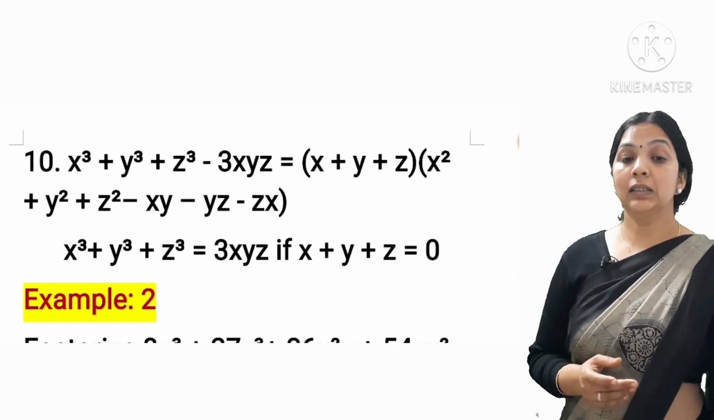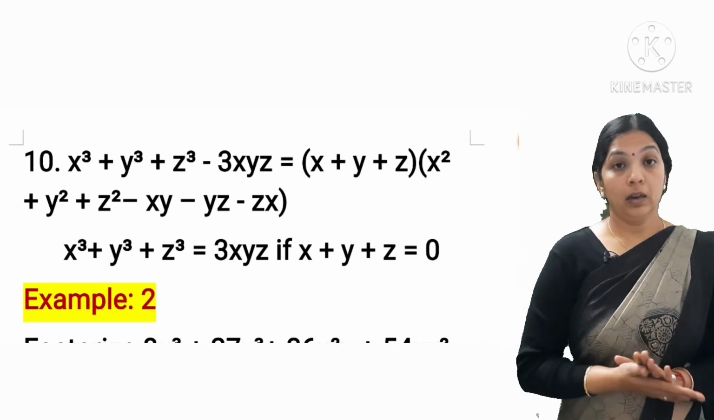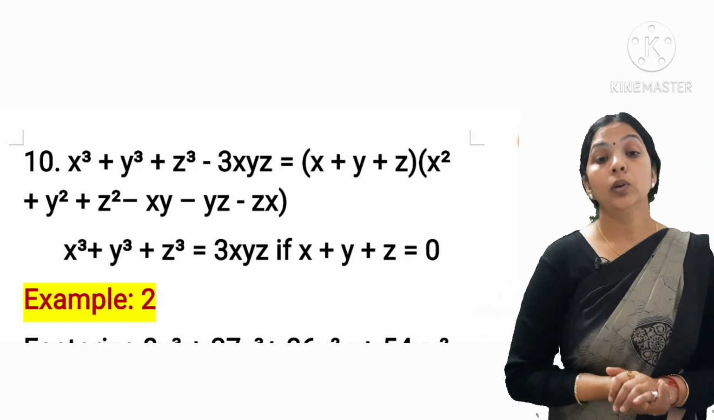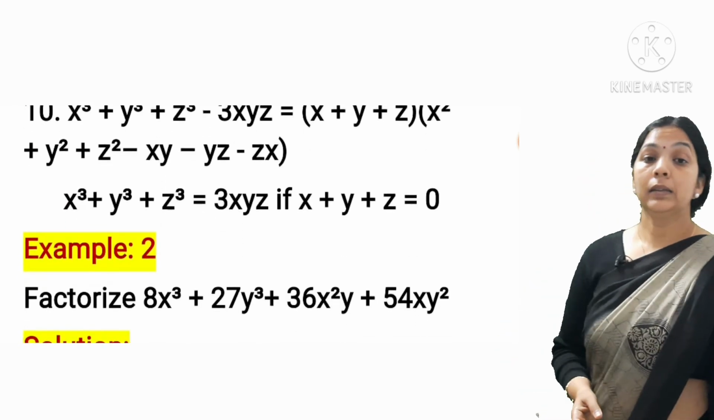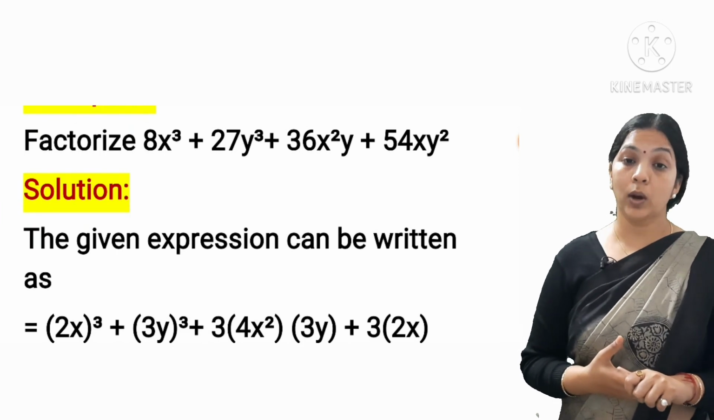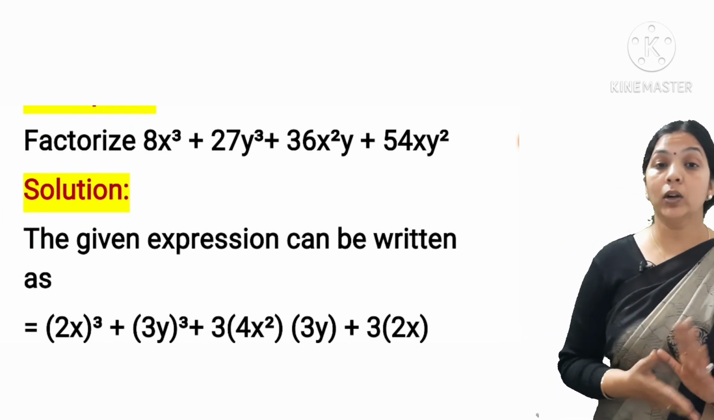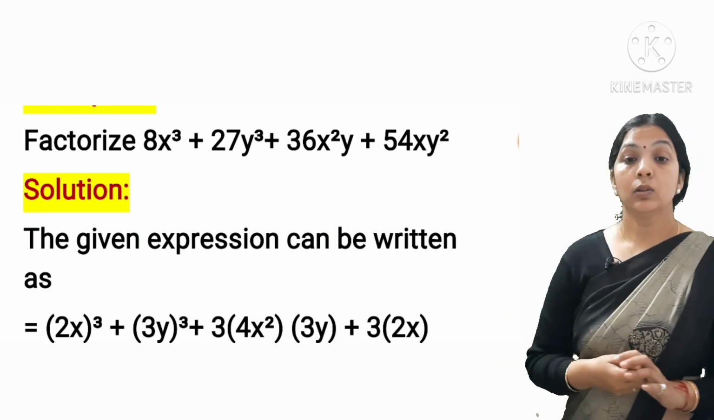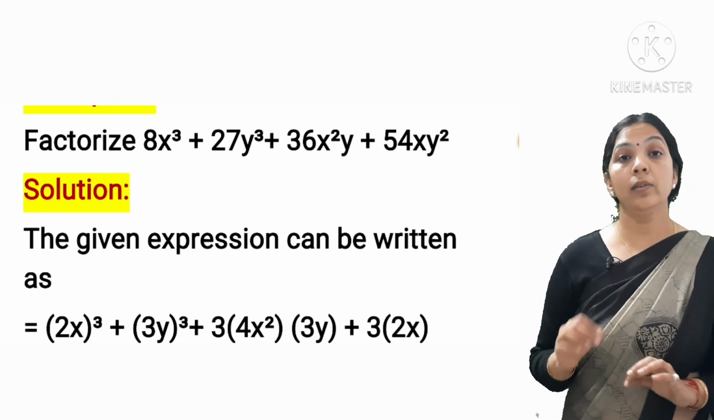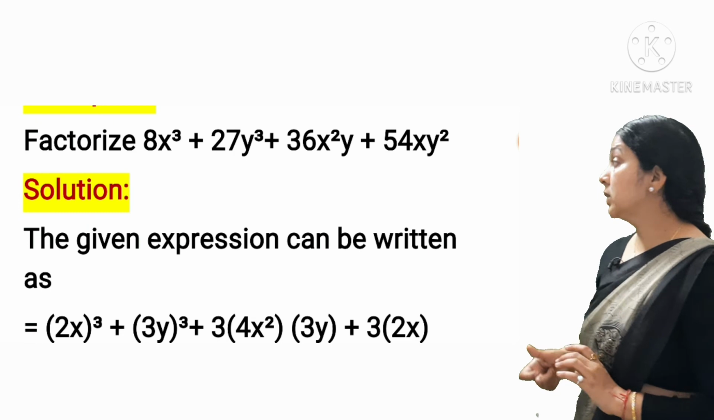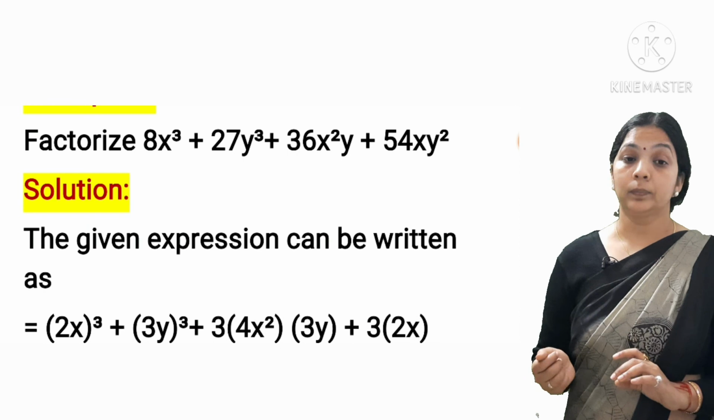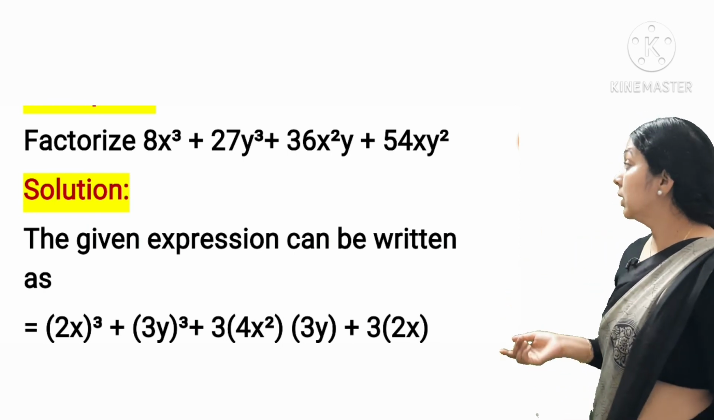So these are the identities. Now we can factorize or solve equations using these identities also. Let's consider this example: x cube plus 27y cube plus 36x square y plus 54x y square. We have to factorize it. This given expression could be written as 2x whole cube plus 3y whole cube plus 4x square into 3y plus 2x into 9y square. So this is how we can write this.